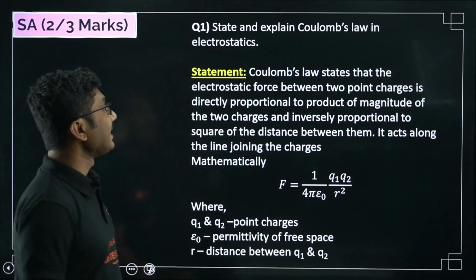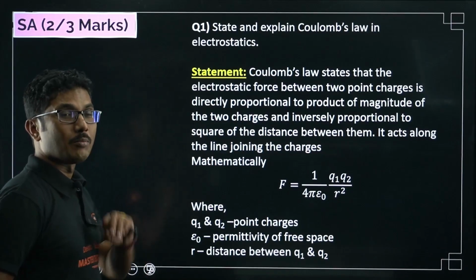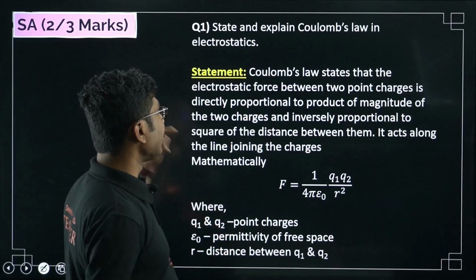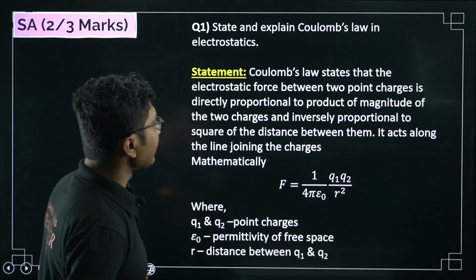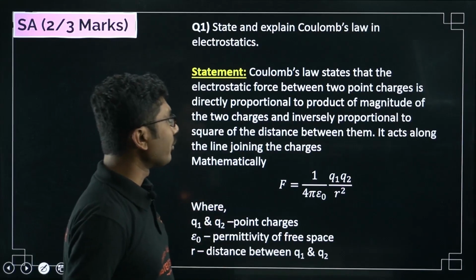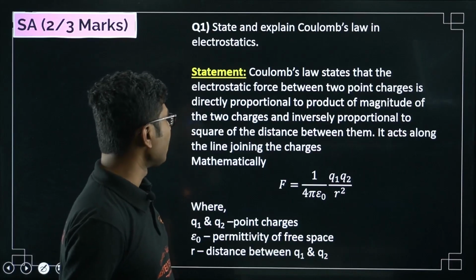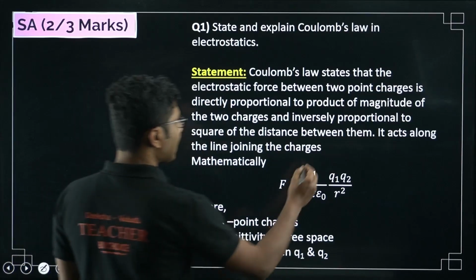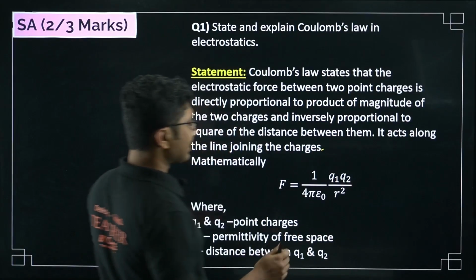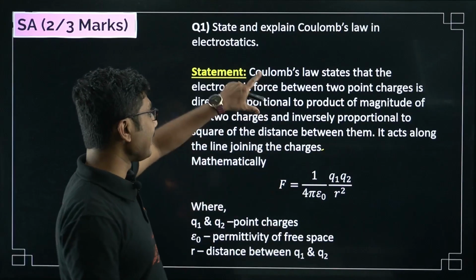So first, state and explain Coulomb's law in electrostatics. Most common, most asked question statement. Coulomb's law states that the electrostatic force between 2 point charges is directly proportional to the product of the magnitude of the 2 charges and inversely proportional to the square of the distance between them. It acts along the line joining the charges. So this is the statement, state and explain.